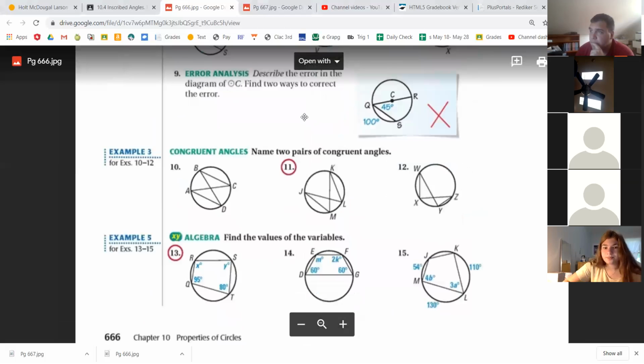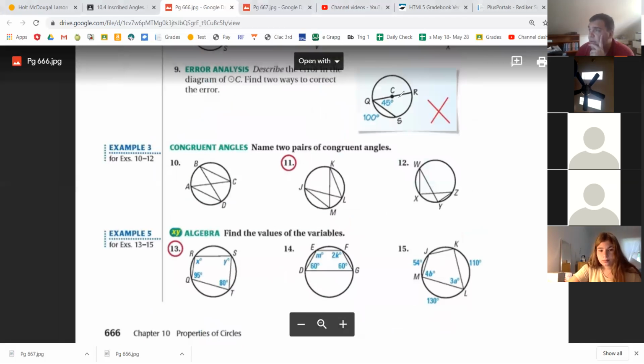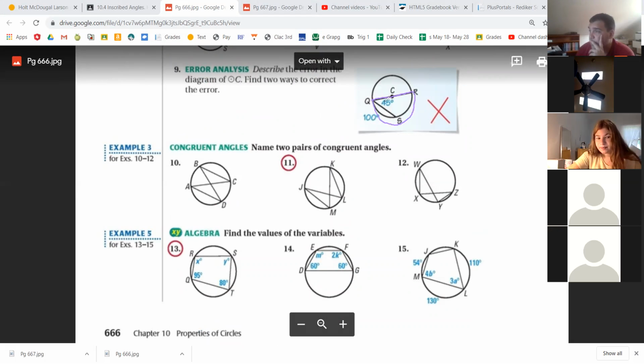Number 9, what's the error here? If this is a diameter, that means this half circle should be 180 degrees. But they said this angle is 45, which would make this RS 90 degrees. When you do 100 plus 90, that's 190, not 180. So you could say two things. You could say QR cannot be the diameter because it doesn't add up to 180, or this cannot be 45 degrees because it does not add up to 180.